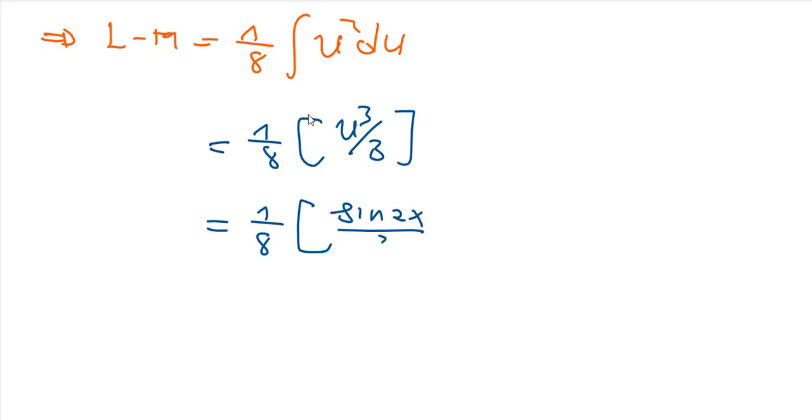So it will be sine 2x divided by 3, sine cubed 2x divided by 3. So we are taking it from 0 to pi on 2. Now multiples of n pi will always be 0. So sine 2 times pi on 2, that will be sine pi cubed. Sine pi is 0, so cubed is 0, and sine 0 is 0. So it means L minus M will give us 0.